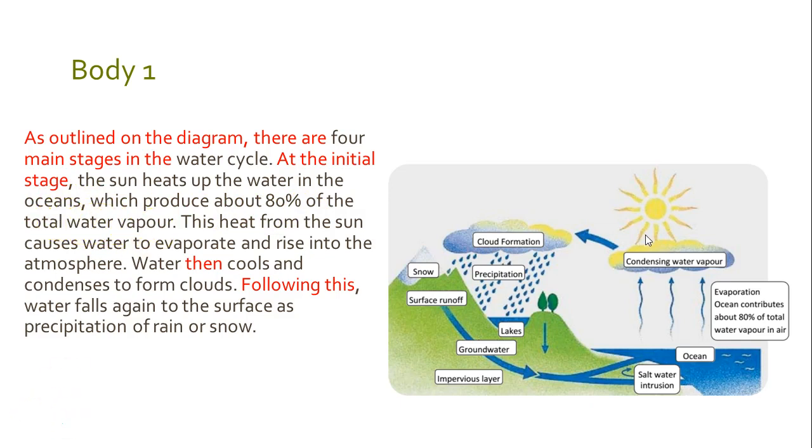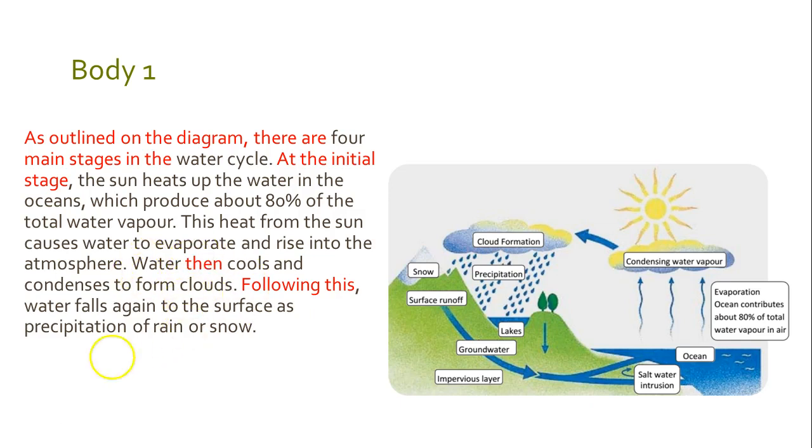What does the sun do? Or the heat from the sun? The heat from the sun causes water to evaporate and rise into the atmosphere. Alright? Here I can say at the second stage, but I don't want to sound robotic, and I don't want to end up with a generic body paragraph. So don't try to use the same transitional style in every sentence.